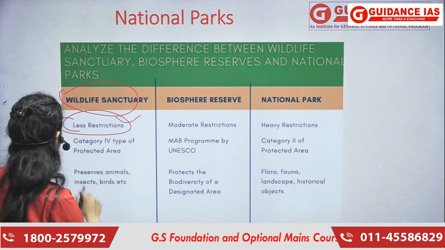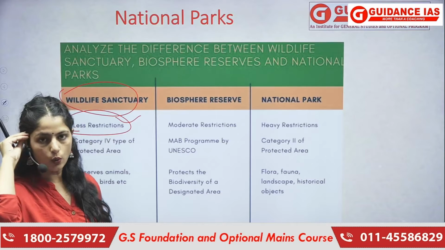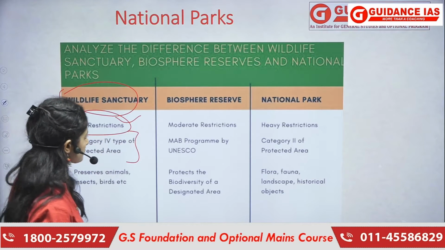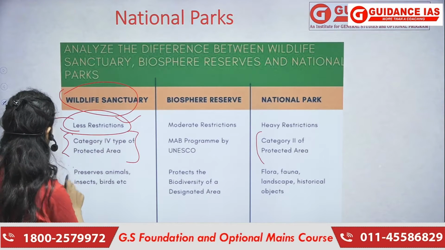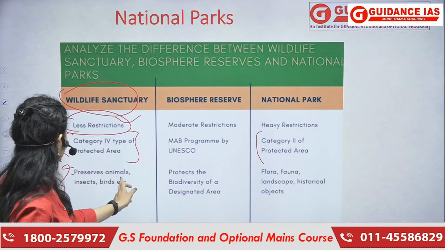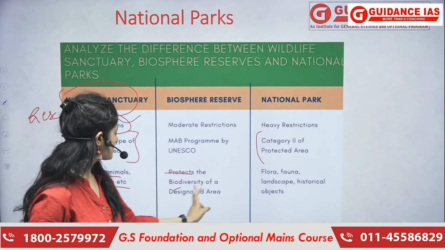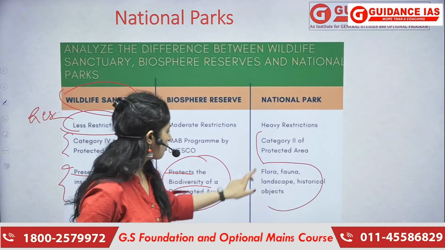Next difference we have in terms of the protected areas कि कौन से category allot हुआ है इनको. So category 4 type of protected areas है ये, right? And these are category 2 type of protected areas. अगर हम कुछ animals की बात करें तो they preserve animals, insects and birds. Biosphere reserve protect the biodiversity, right? And national park protects almost everything.